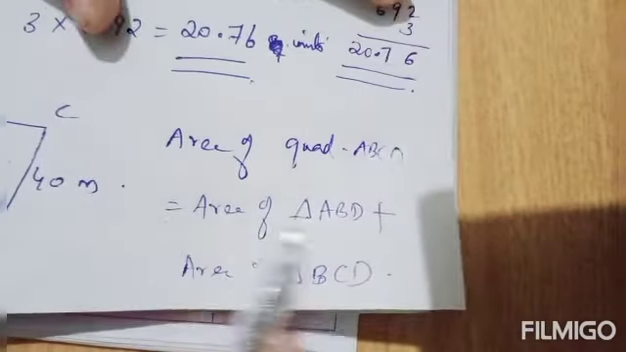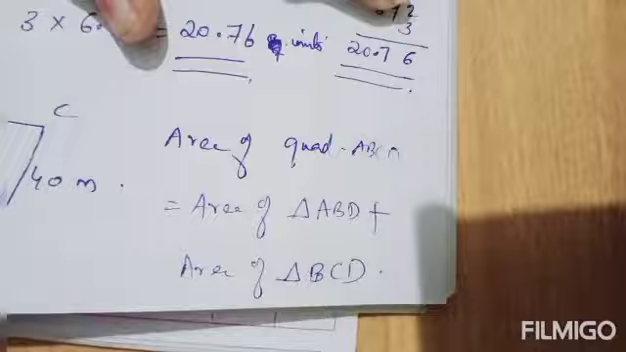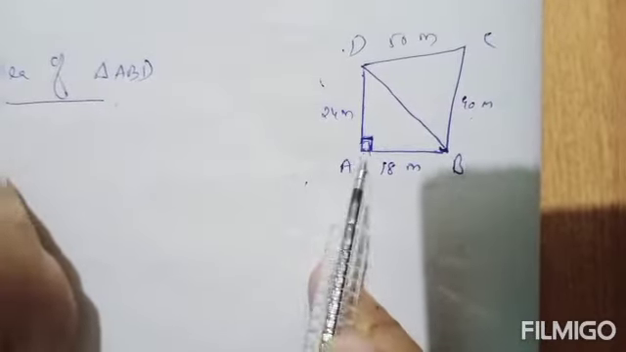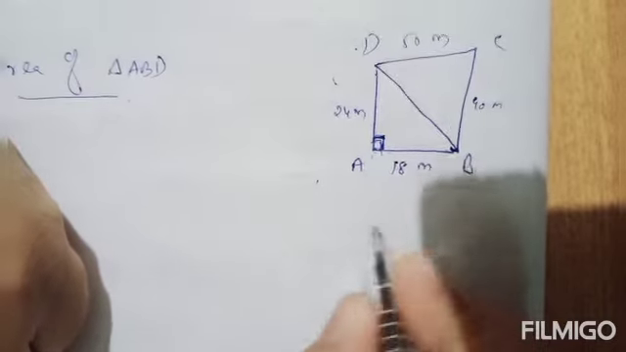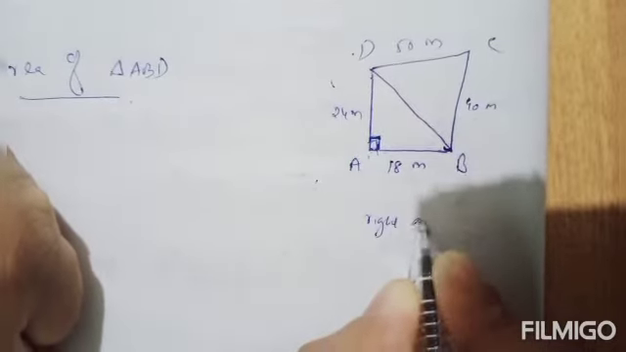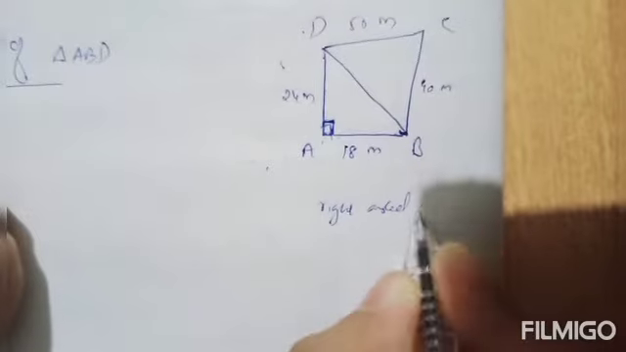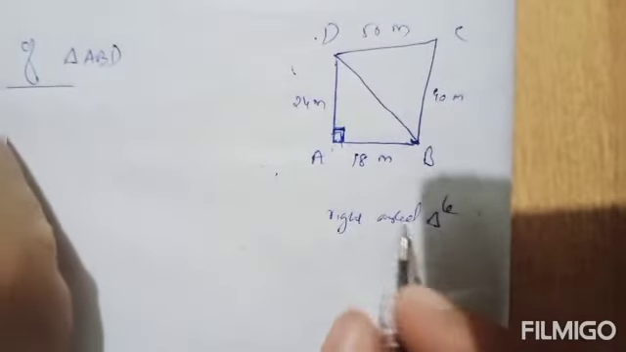So let us find the area of triangle ABD and the area of triangle BCD. In the case of triangle ABD, one angle is 90 degrees, so it is a right angled triangle. We can say triangle ABD is a right angled triangle.